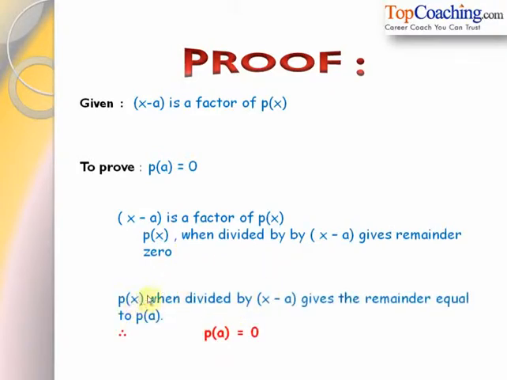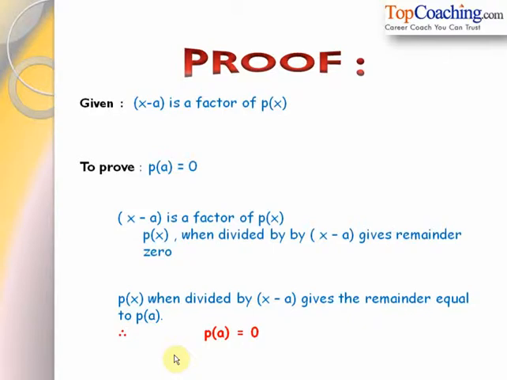Also, p of x when divided by x minus a gives the remainder equal to p of a. This comes from the remainder theorem, and so p of a would be equal to 0. Thus if x minus a is a factor of p of x, p of a would be equal to 0.